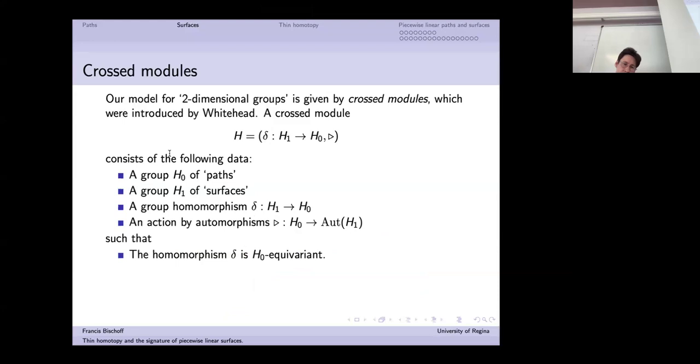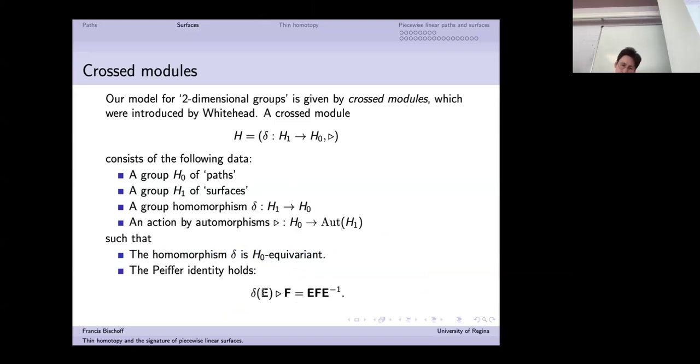Okay, so if I just have this structure with just this condition satisfied, I have what's called a pre-crossed module. In order to get a crossed module, you have to introduce one more condition, which is a little bit more mysterious. It's called the Pfeiffer identity. So this is an equation that holds for elements of H1.